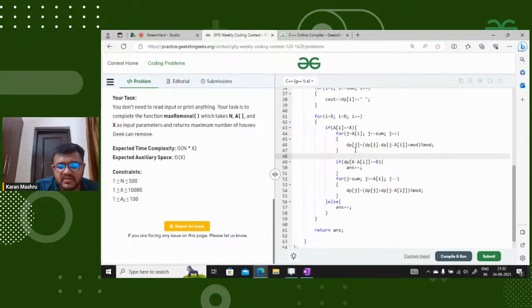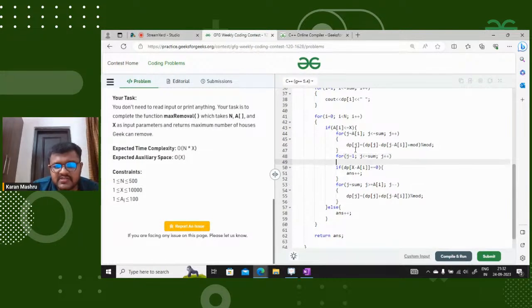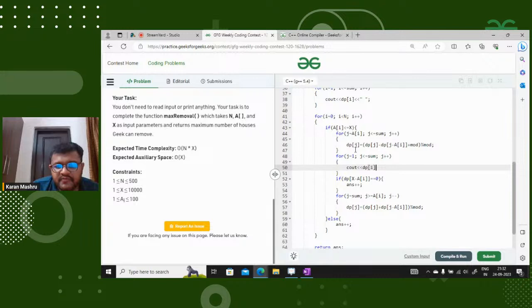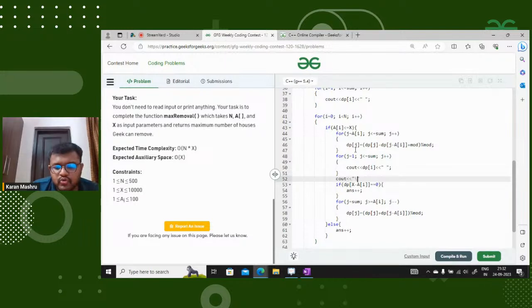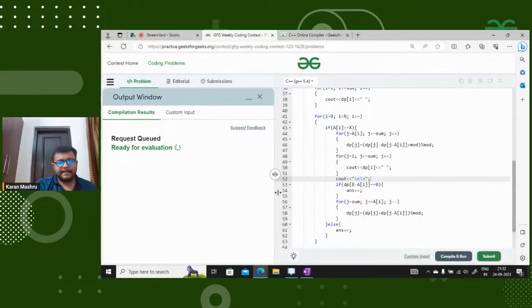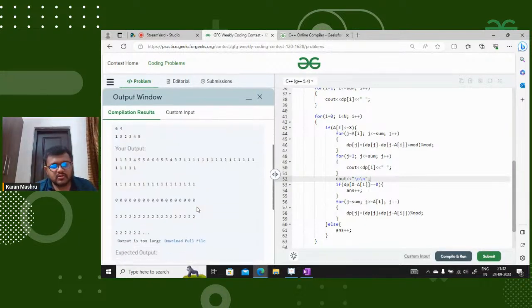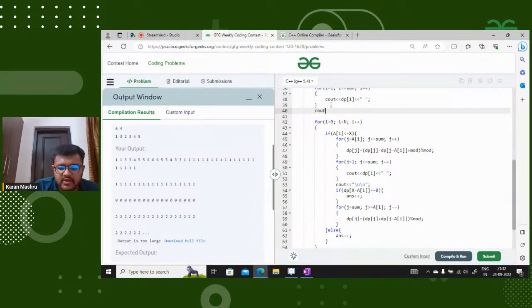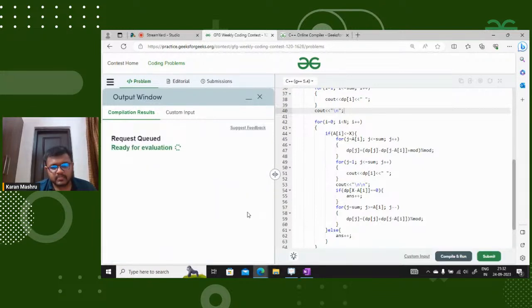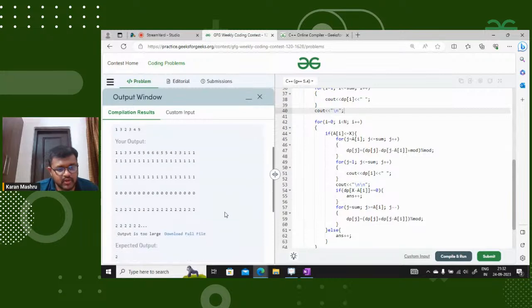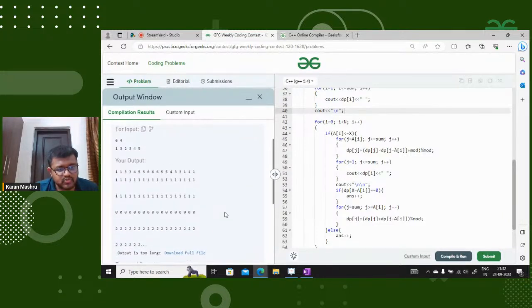Now let me write the values of the sums here. Okay, so let's take j equals to 1, j is less than or equal to sum, j plus plus, count dp of I. Okay, and let me put two new lines here. Let me compile and run it. I think I need to put a new line here also. Okay, so what we have, output is too large to display.